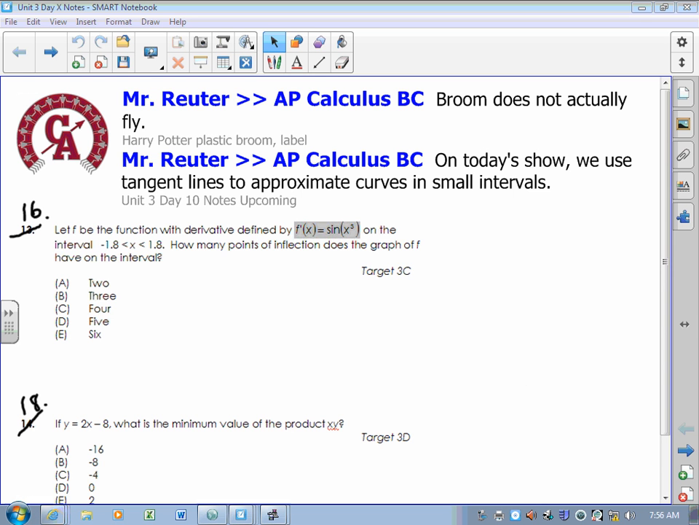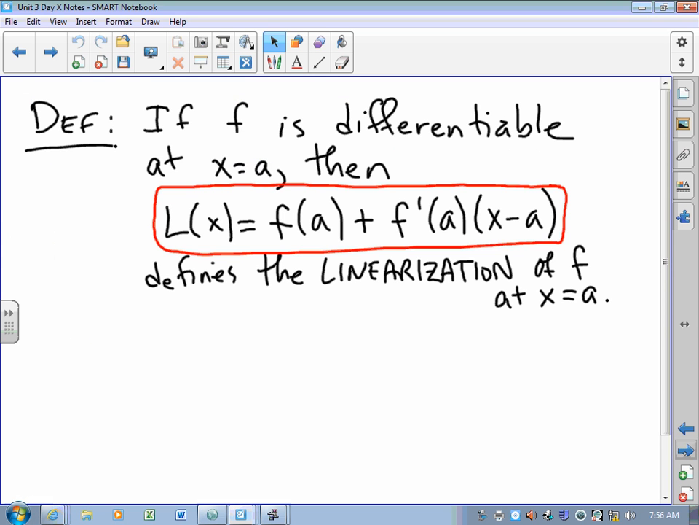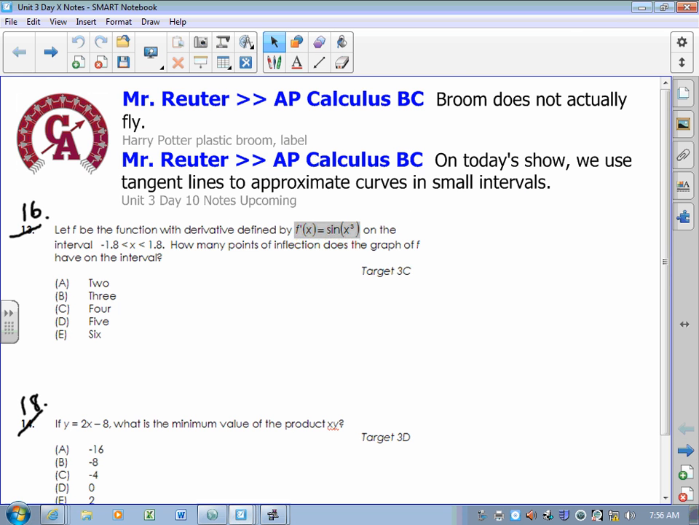All right, friends, this is it. The end of Unit 3. Ooh, we'll do that in a minute. The end of Unit 3 on today's show: tangent lines to approximate a curve in a small interval.